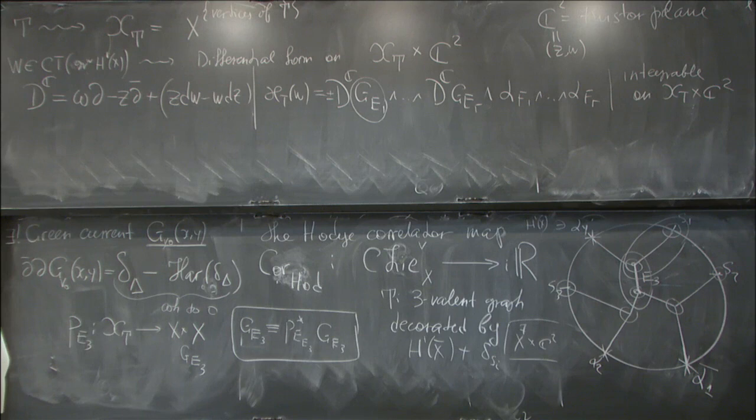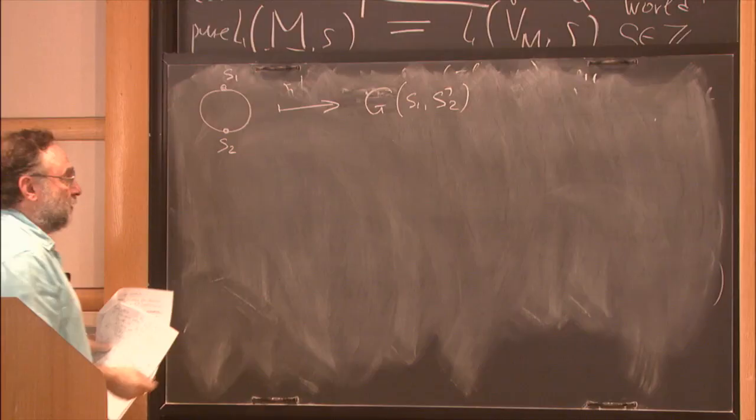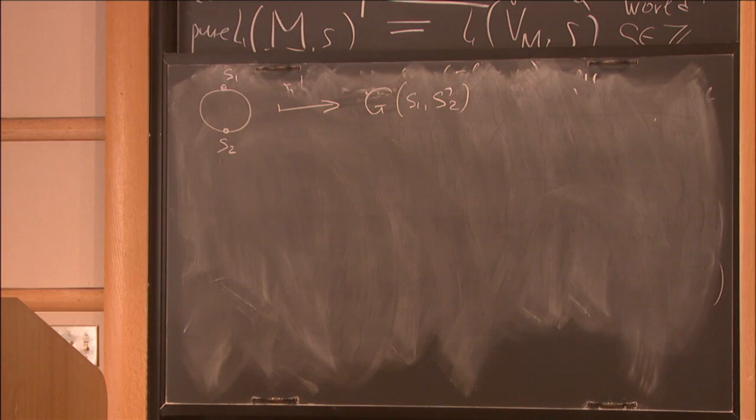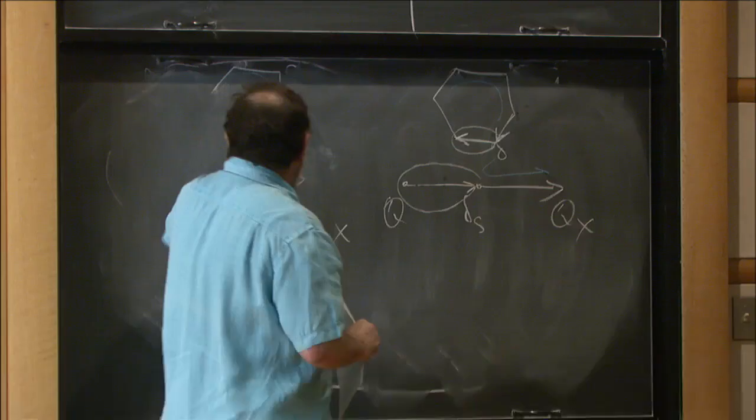That's just a differential operator. So let's do an example. Let's take the simplest possible tree. Well, the first example is a very trivial one. What if you have a diagram like that? This is S1 and this is S2. Then by definition, we need to assign just G of S1, S2. It's just a number, basically. But when S varies, it's a function. That's a trivial example. Let's do a more interesting example.